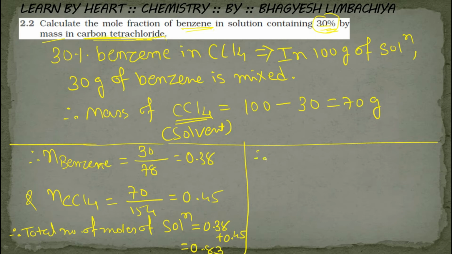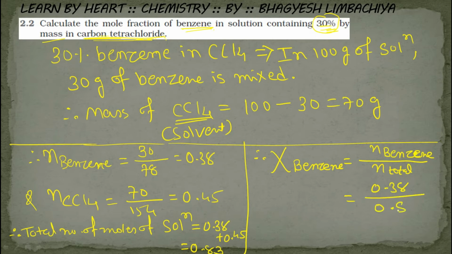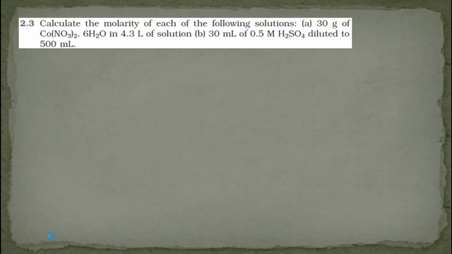So the mole fraction of benzene that is asked to you will be the number of moles of benzene divided by the total number of moles of solution. So it will be 0.38 divided by 0.83, and by division we will get the answer 0.457.